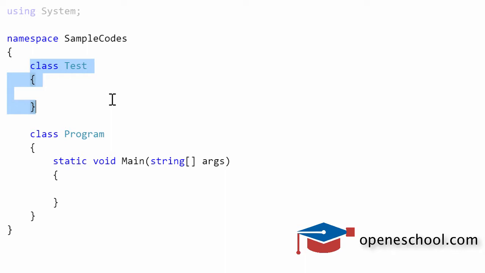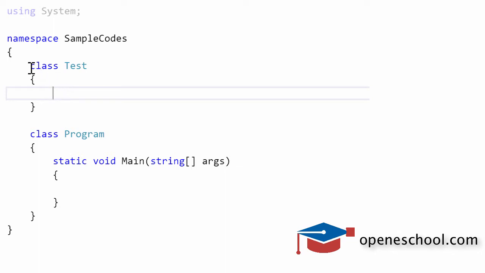If we look at the definition of a class, it says that it's a blueprint. So over here we have created a class test, which is a blueprint of an empty class. There are no data members, no functions.